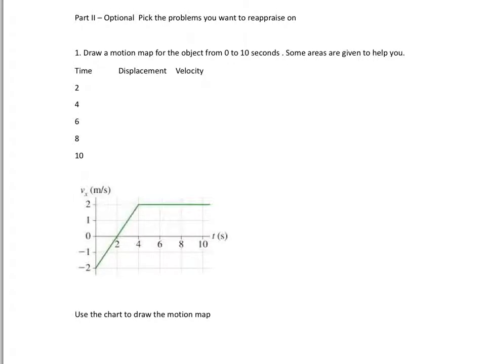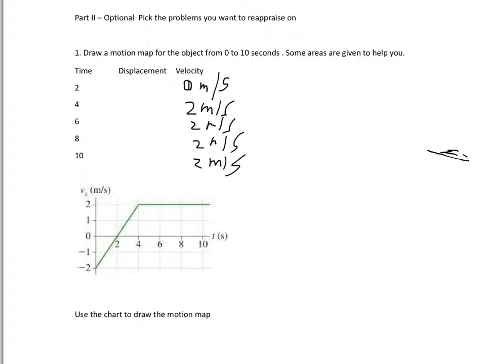All right, now let's review this motion map problem really quickly. So we want to know the displacement and the velocity at these various times, and from that we're going to build a motion map. So at 2 seconds our velocity is 0, if we read it off the graph. Yeah, 0 meters per second. Then at 4 seconds, we're at 2 meters per second, and we continue at 2 meters per second the whole time.